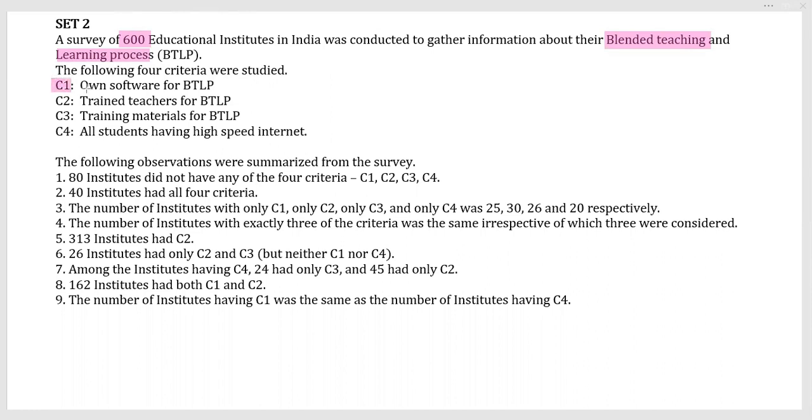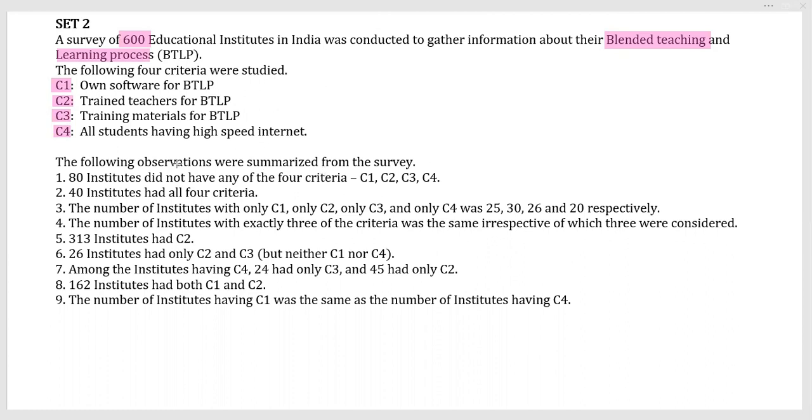Criteria 1 is own software for BTLP. Criteria 2 is trained teachers for BTLP. Criteria 3 is the training material for BTLP. And criteria 4 is all students having high speed internet. These are the four criteria that have been taken, and after that we can see the information given which summarizes all four.